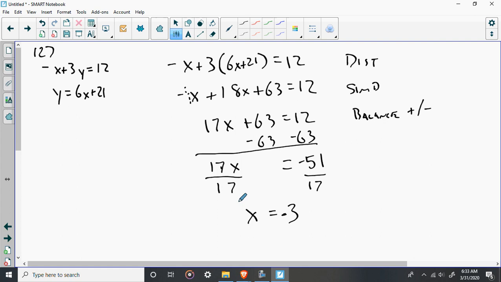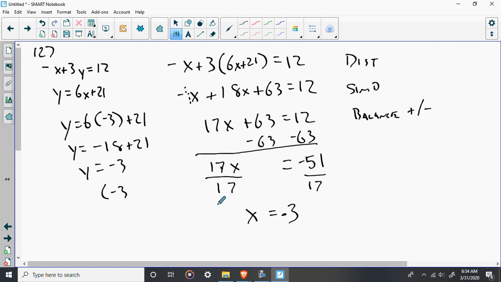Now that we got x, let's plug it back here. Let's get y. y is equal to 6x plus 21, so say 6 times negative 3 plus 21. Well, again, 6 times negative 3 is going to be negative 18, and negative 18 plus 21 is also going to be negative 3, and that's okay. x and y are both allowed to be negative 3. There's no problem with that. So the negative 3 we found here, the negative 3 we found here. Again, you want to check it, plug it back in.